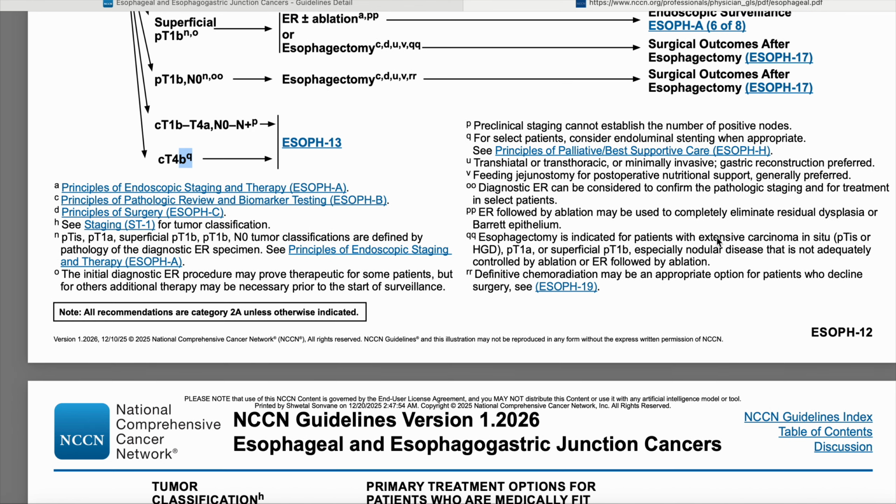Esophagectomy is indicated for patients with extensive carcinoma in situ like Tis or high-grade dysplasia, T1a, superficial T1b. So esophagectomy is indicated for patients with extensive carcinoma in situ, Tis or high-grade dysplasia, T1a lesion, T1b lesion, especially nodular disease that is not adequately controlled by ablation or endoscopic resection followed by ablation. Definitive chemoradiation may be an appropriate option for patients who decline surgery.